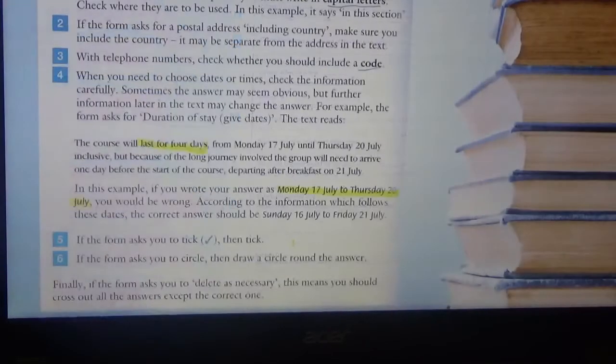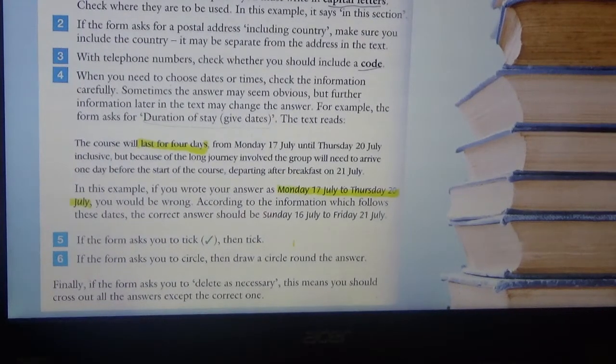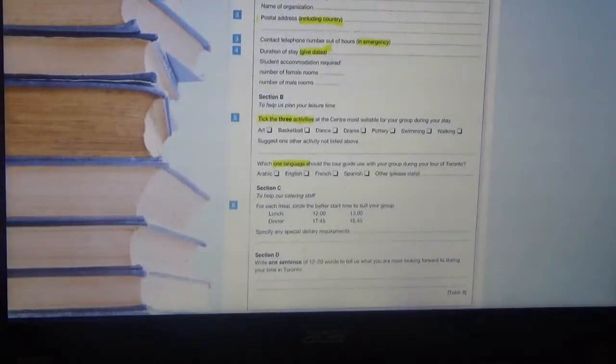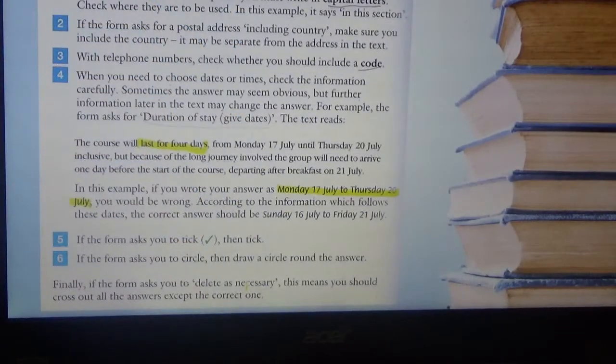So if the form asks you to circle, then draw a circle around the answer. Finally, let's see that part here. For each meal, circle the better start time to suit your group. Circle. And finally, if the form asks you to delete as necessary, this means you should cross out all the answers except the correct one.